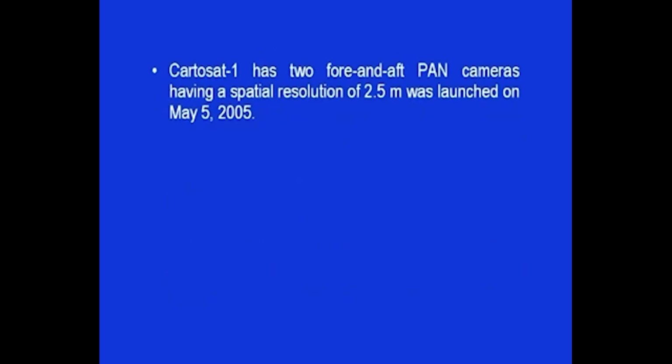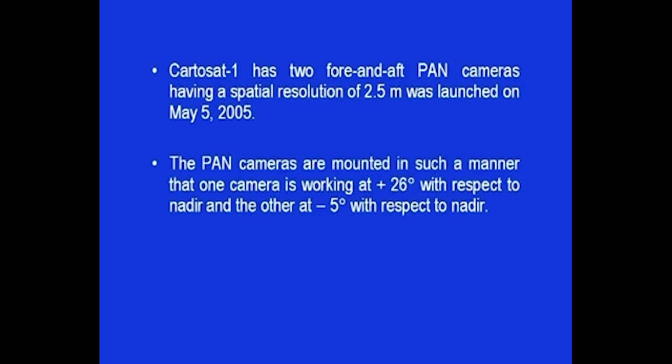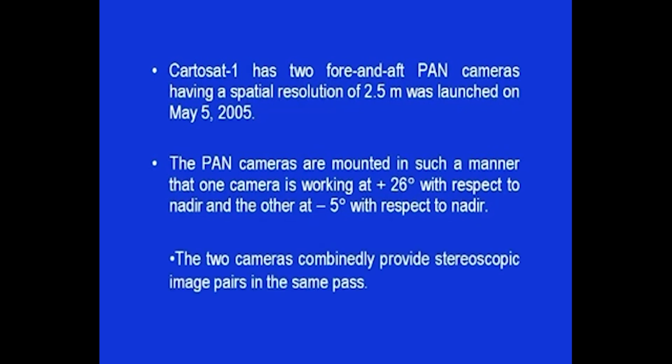Cartosat-1 has two fore and aft panchromatic cameras having a spatial resolution of 2.5 meters and was launched on May 5, 2005. The cameras are mounted in such a manner that one camera is working at a positive 26 degrees with respect to the nadir, whereas the other may be working at an angular deviation of 5 degrees from the nadir. The two cameras combined provide stereoscopic image pairs in the same pass.